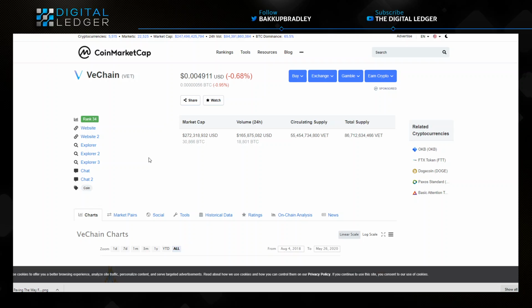Total market cap right now, $272,318,932 USD. Total volume right now in the 24-hour, $165,875,082. Circulating supply is sitting at 55,454,000,000. The total supply is 86,712,000,000 plus. That's where you're at on the numbers.